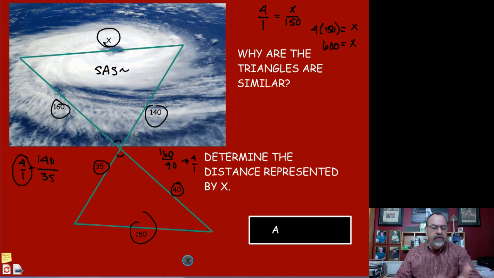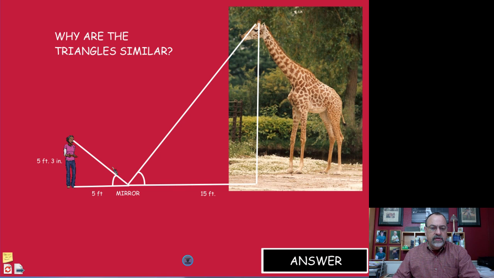Okay, so you can see by determining what the similarity ratio is, by proving the triangles similar, I have my similarity ratio to begin with. I can then write another ratio, set up my proportion, and determine the length. Okay, let's look at the second example, and again, there's something important I want you to notice. Now in this example, we have a person looking into a mirror that's looking at the height of this giraffe. Now why do we have a mirror?